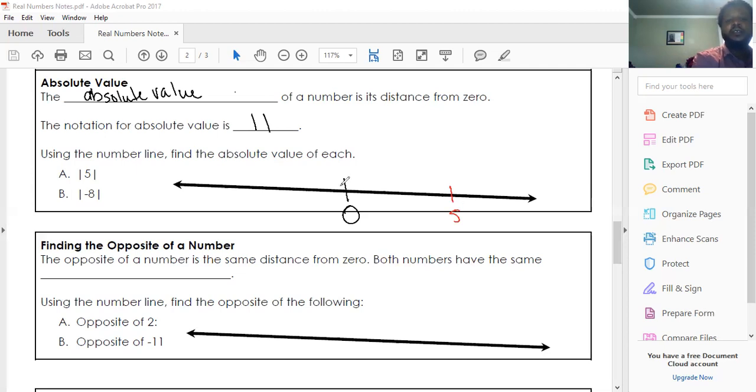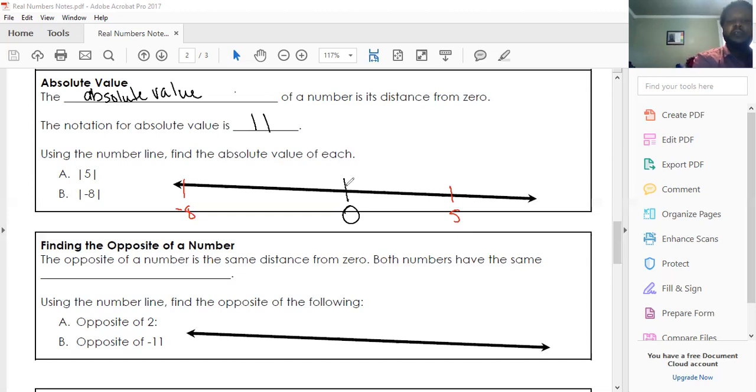And then -8: 1, 2, 3, 4, 5, 6, 7, 8. We'll put the -8 right about here. All right. So I mark the numbers without the absolute value marks. All I want to show you right now is how we determine absolute value. The absolute value is just the distance from 0, right? So what we're going to do is just count the number of spaces from 0 to each number.